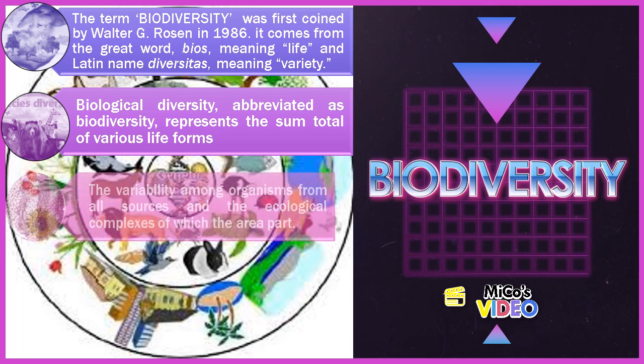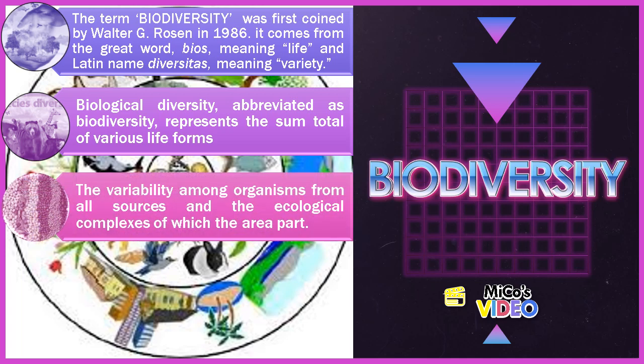Biodiversity is the variability among living organisms from all sources, including terrestrial, marine, and other aquatic ecosystems, and the ecological complexes of which they are a part. This includes biodiversity within species, between species, and of ecosystems.